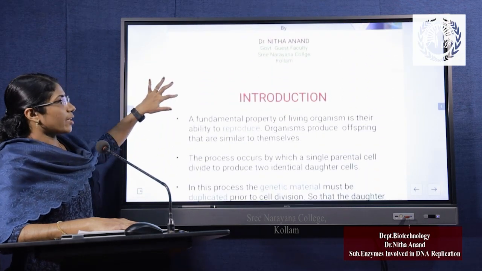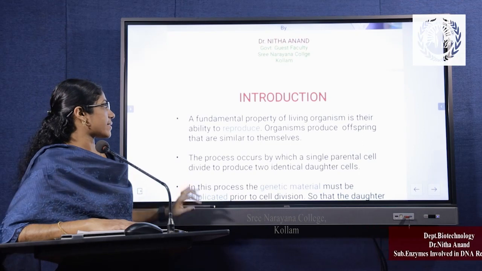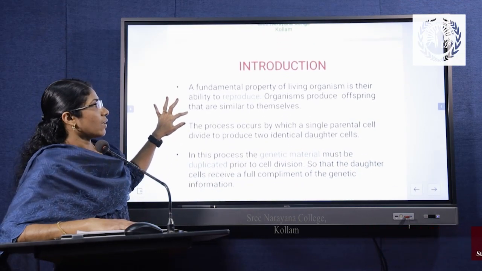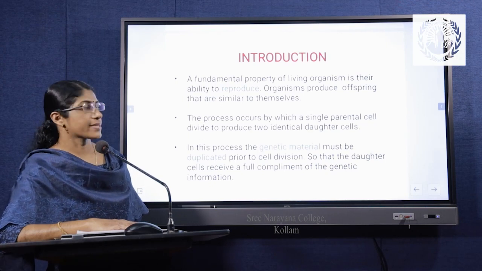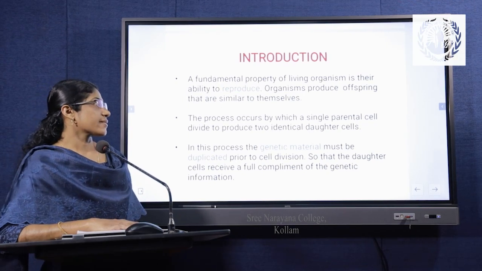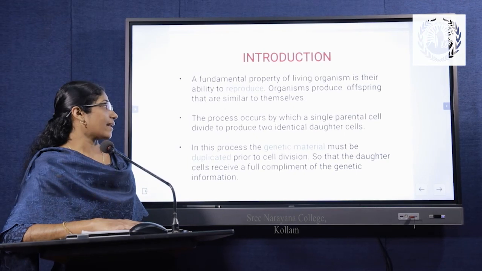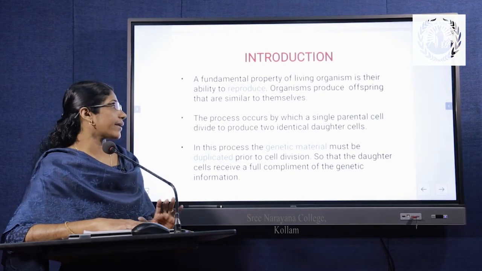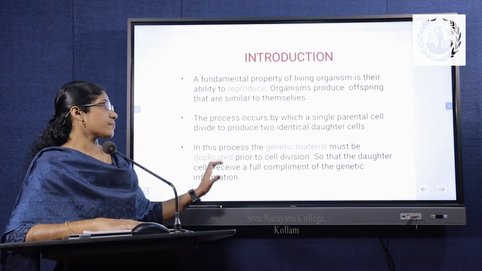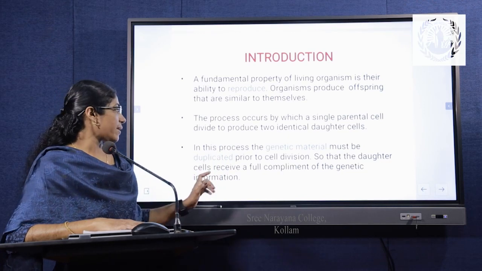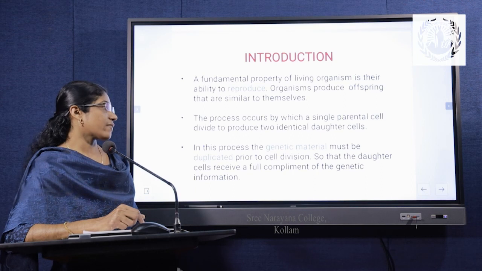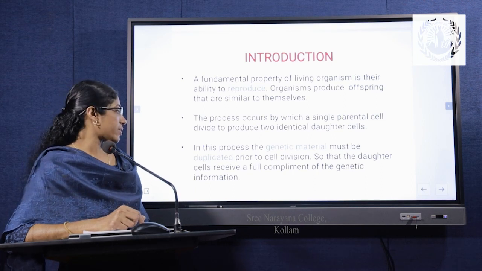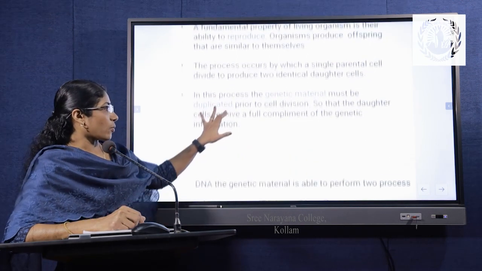We know the fundamental property of living organisms is their ability to reproduce. Organisms produce offspring that are similar to themselves. The process occurs by which a single parental cell divides to produce two identical daughter cells. In this process, genetic material must be duplicated prior to cell division, so the daughter cells receive a full complement of genetic information for the progeny.